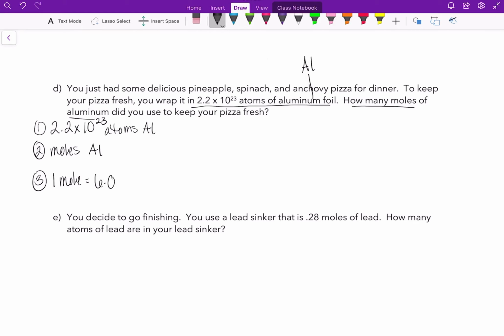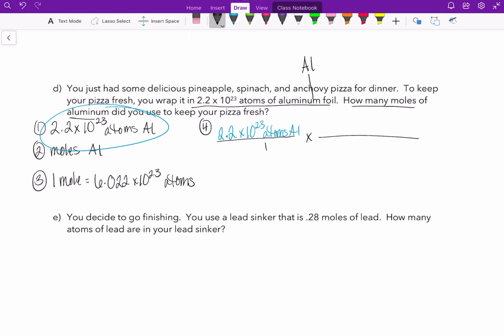1 mole equals 6.022 times 10 to the 23rd, and this particle that we're using is atoms. So we've got atoms. And that's where you stopped working on your own. So let's pick up and finish this problem out together. So for number 4, we're going to set up dimensional analysis. We'll write our first fraction, and we always put the given over 1. So we have 2.2 times 10 to the 23rd atoms Al over 1. So our given over 1.